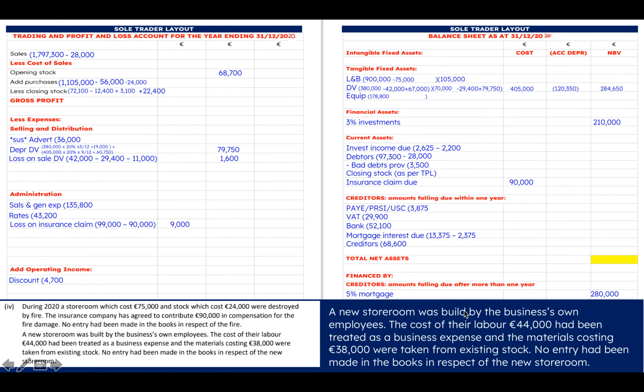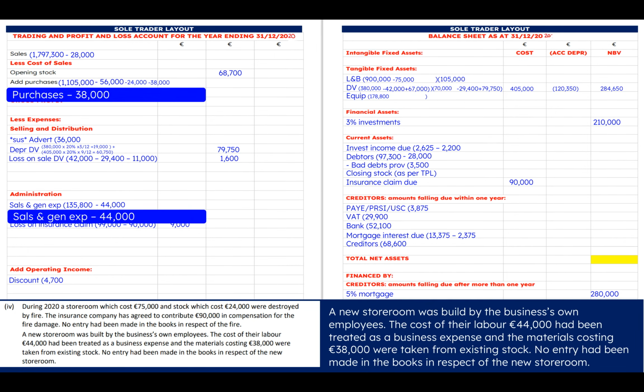Now, the labour had been treated as a business expense. It's not a business expense because it doesn't tell us the profit or loss on the sale of the company's goods. That's not what this is. This is, we're making an asset. So we need to take the costs out of the trading profit and loss. They should not go in there. They are not an expense of the business to work out whether they made a profit or loss. They are the building of an asset. So therefore we add those over in the balance sheet. And that's all you need to remember to do.